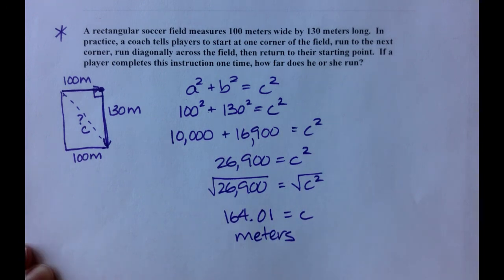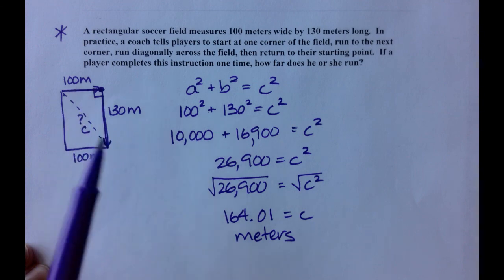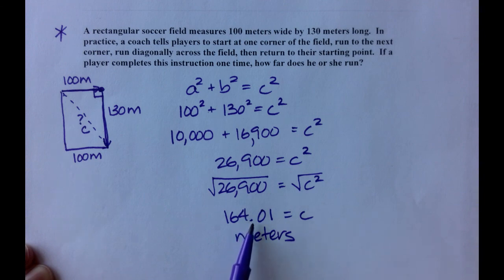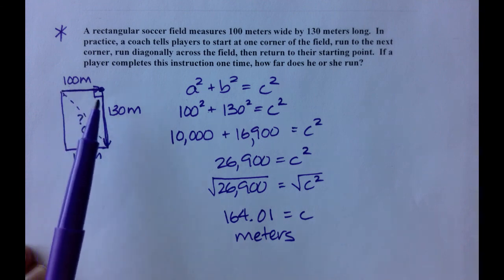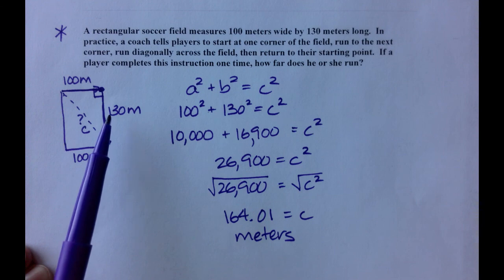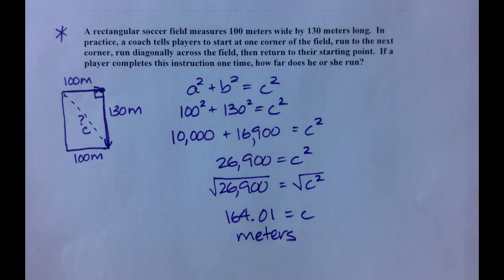And let's just pause and see if this makes good sense. We know that the hypotenuse has to be the longest edge of a right triangle. The right triangle we started with had edges of 100 meters and 130 meters. 164.01 meters is definitely longer. And then the most that the hypotenuse could be is the sum of 100 plus 130. That's 230. So we're less than 230 meters. 230 is the cap. We can't quite reach it. And so we're in good shape for that answer.